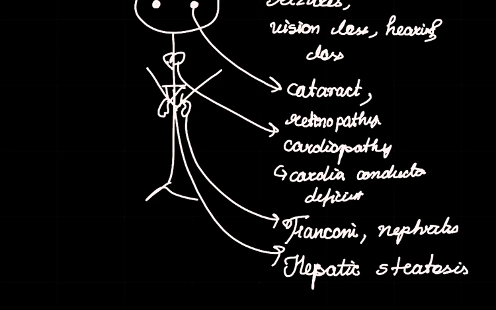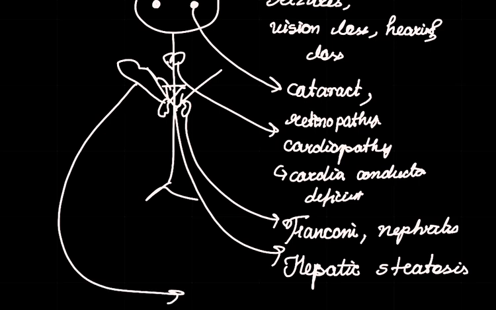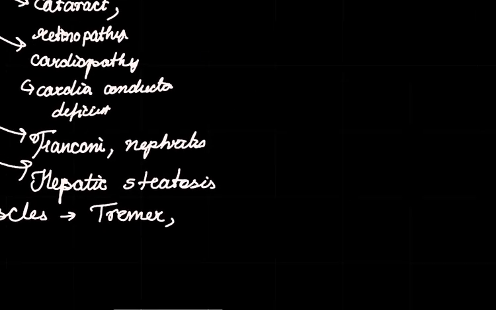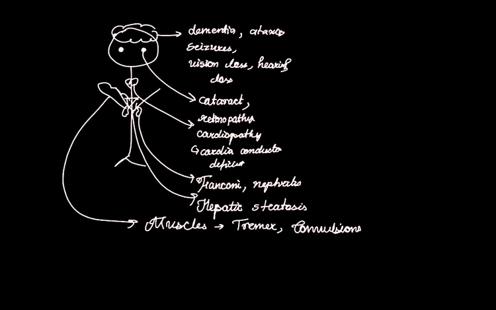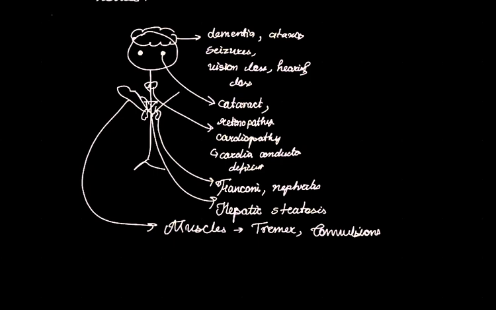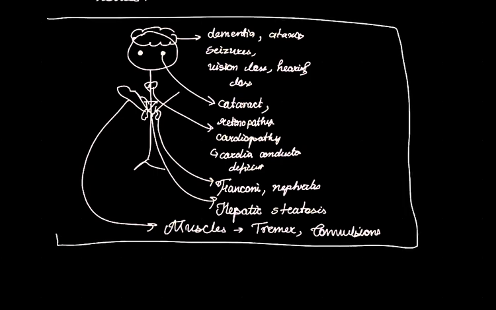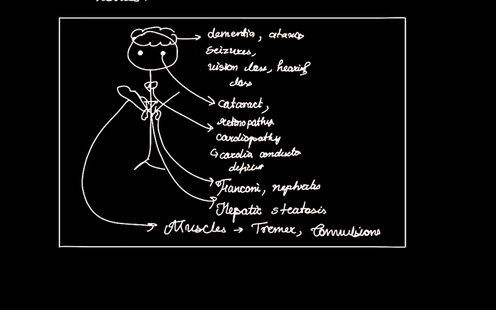Obviously, we cannot forget the muscles. Muscle myopathy would be there. There would be tremors. There would be hypertonia, hypotonia. Anything could be there. Convulsions, muscle-related convulsions, nerve-related convulsions. There can be neuropathy, a lot of things like that. Okay, so we'll be dealing with this in detail when we go to the individual diseases. So let's go to the individual diseases.